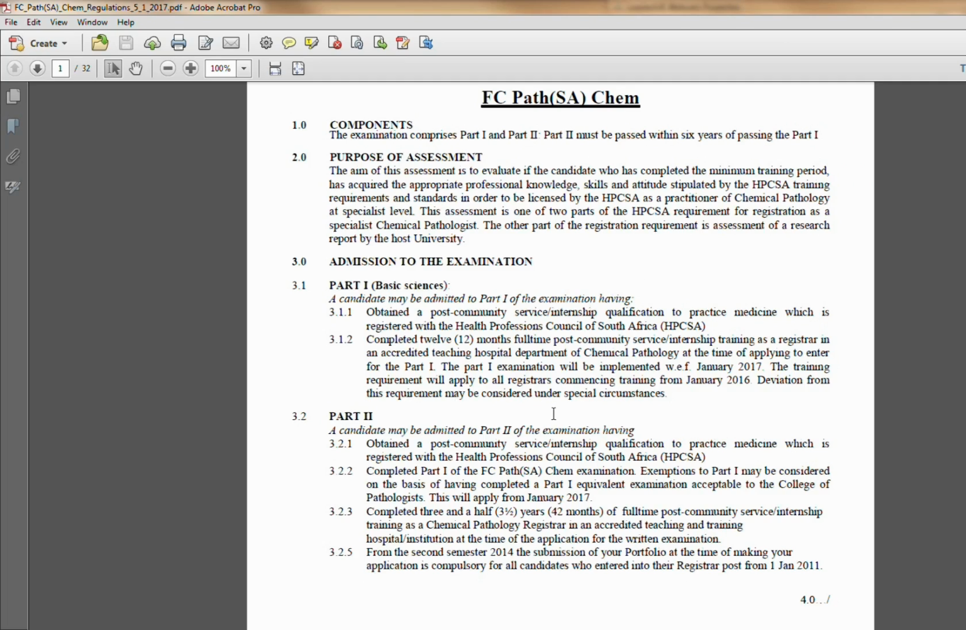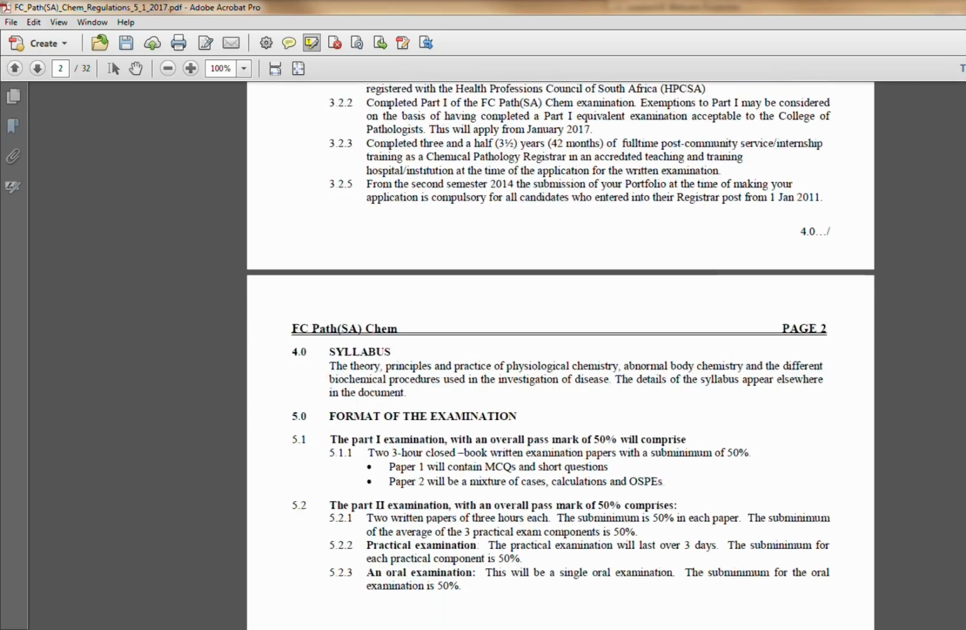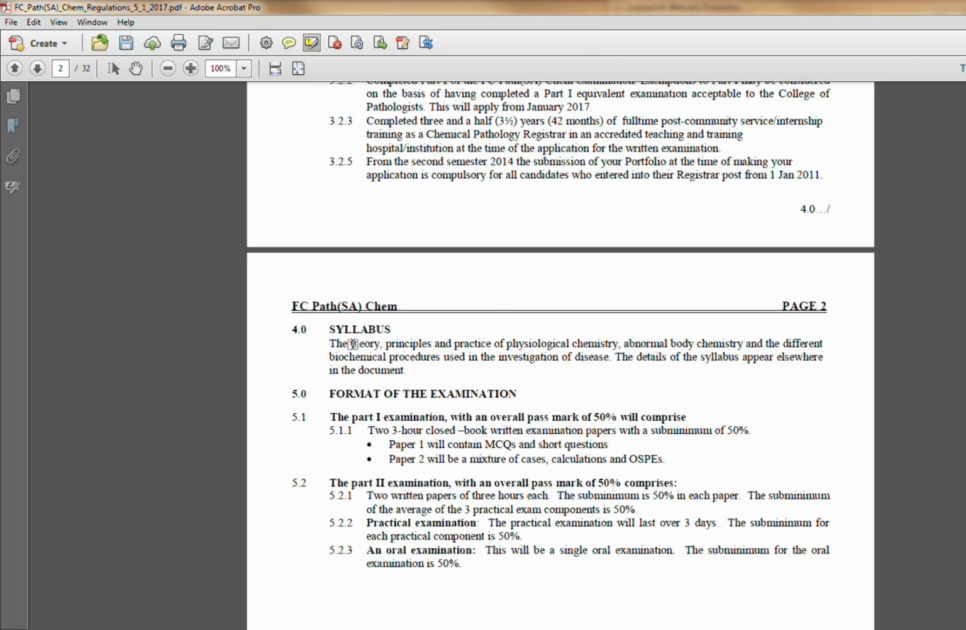Okay, so let's look at the examination document. This is the document that's come off the college website. So it says that to write the exam, you need 12 months full-time training as a registrar, and it's coming into effect from January 2017. And if we go on further, the basic syllabus is the theory, principles, and practice of physiological chemistry, abnormal body chemistry, and then biochemical procedures.